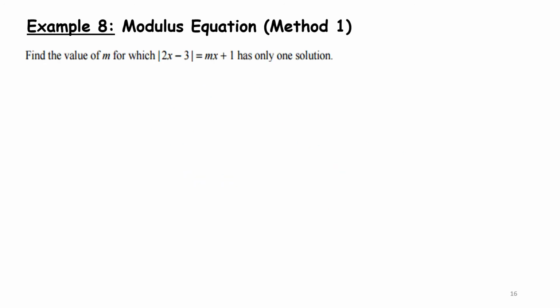So let's look at a modulus equation example. I'm going to approach this example in two different ways, and the first way will be using our longer method for solving modulus equations. So they've asked us to find the value of m for which the absolute value of 2x minus 3 is equal to mx plus 1 has only one solution.